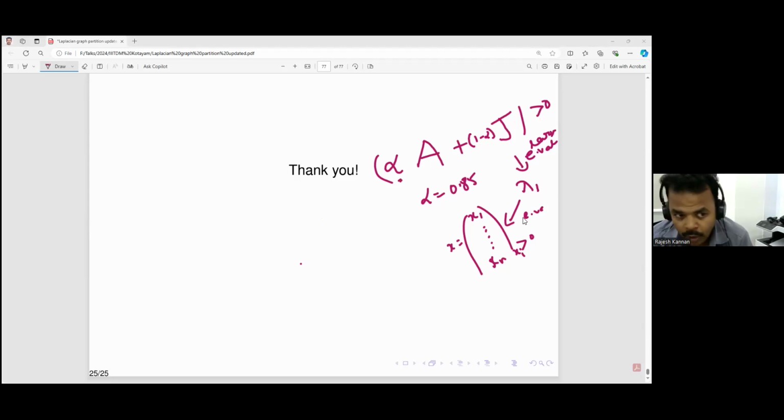And again, I will emphasize how to compute this lambda 1 and this vector x: both of them can be computed approximately using the power method. If you remember the power method. Any other questions? Thank you.